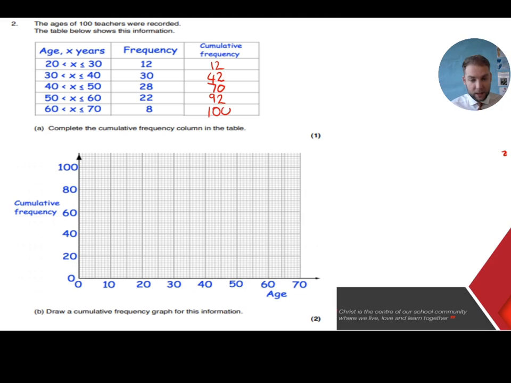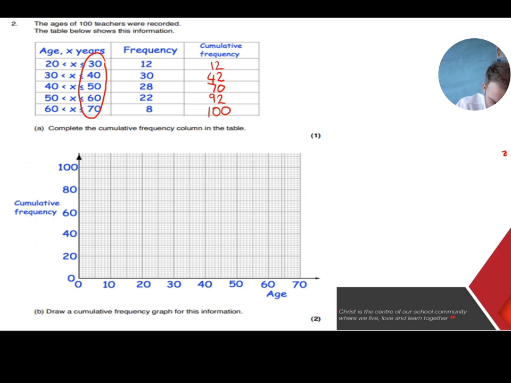There we go. Now, remember I said to you at the start that we need to do it from the upper bound, okay? That's the difference here. Remember, it's a smooth curved line like this, but you always do it from the upper bound. The reason is because you're doing everything up until that point. That's what the running total is. Between 20 and 30, there are 12 people. Between 20 and 40, there are 42. Between 20 and 50, there are 70 people.